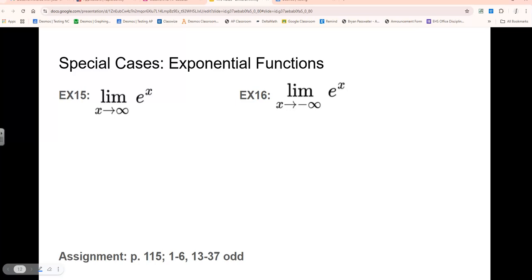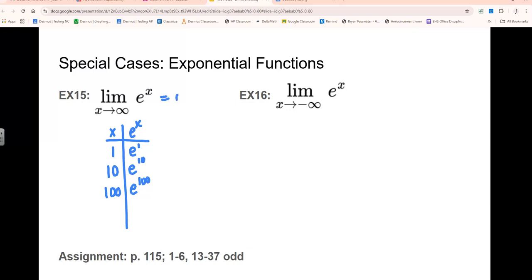Okay. So number 15 is a very simple, straightforward problem. It's not a fraction. And if you think about what would happen if you start plugging in bigger and bigger numbers for e to the x. If I plug in 1, I just get e to the first power. That's 2.71828, whatever it is. If I plug in 10, I get e to the 10th. If I plug in 100, I get e to the 100th. What's happening to that value of e to the x as it gets bigger and bigger? Getting closer to infinity. This is positive infinity.